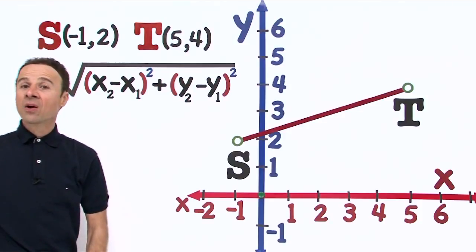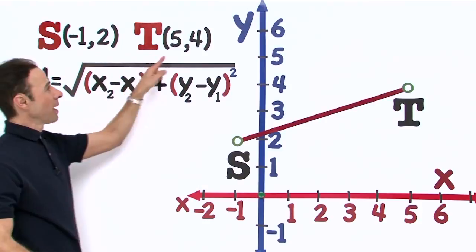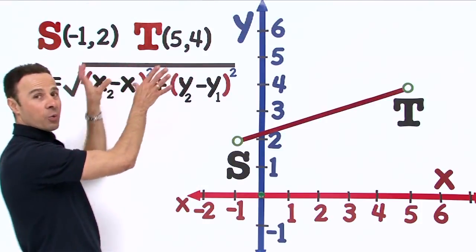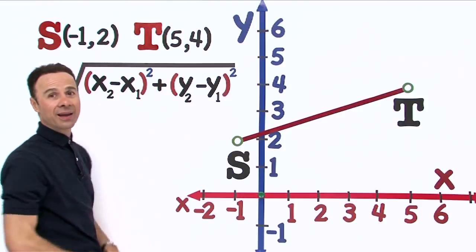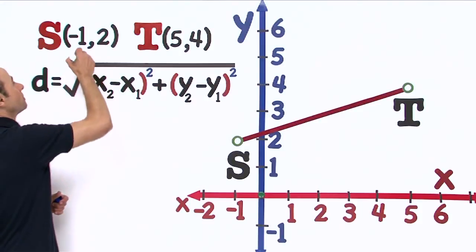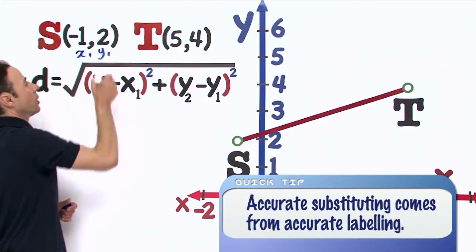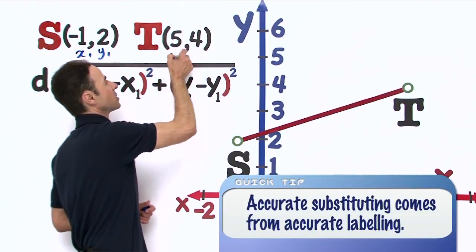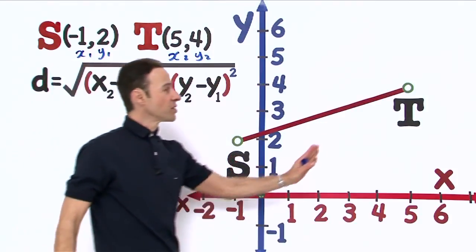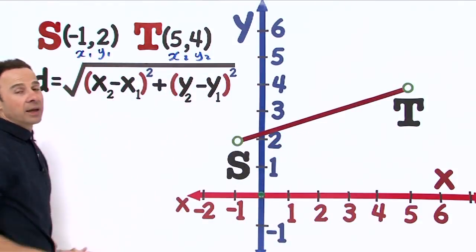But before we do that, first things first, focus on writing up and labeling what each coordinate is. That way, when we write it up, we're more likely to get it right in the formula. So let me just do that. This is x1, y1, and over here we have x2, y2, being the first point, number 1, and the second point, number 2. So now we can substitute correctly into the formula.